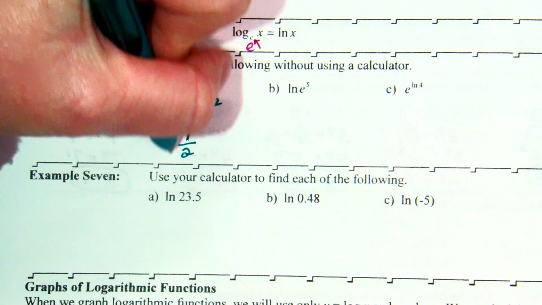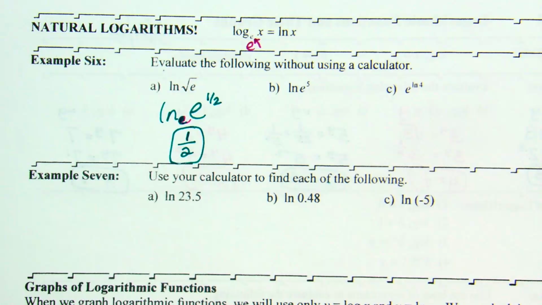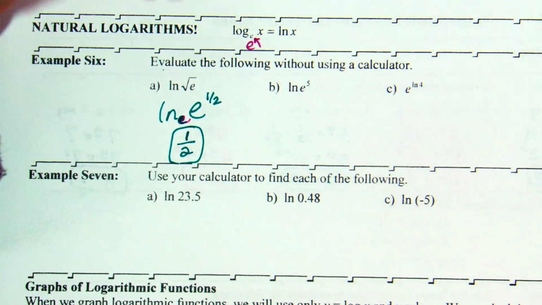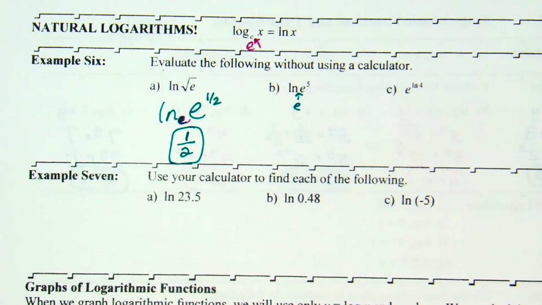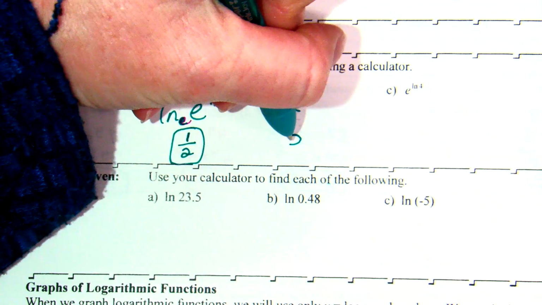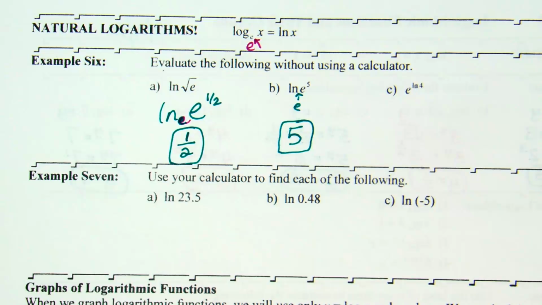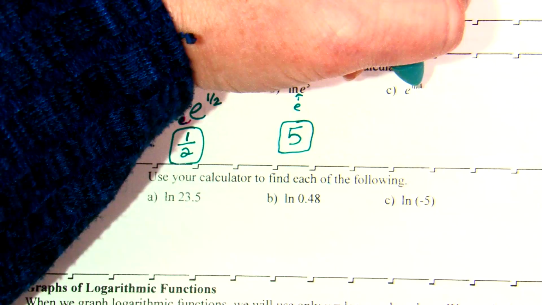What about B? Natural log of E to the 5th. What base is that? No, not 10. E. So we've got natural log of E raised to the 5th. What's that going to be equal to? 5. Do you remember the equivalent rule on C earlier? Natural log, what base is that? When those E's match, this is 4.